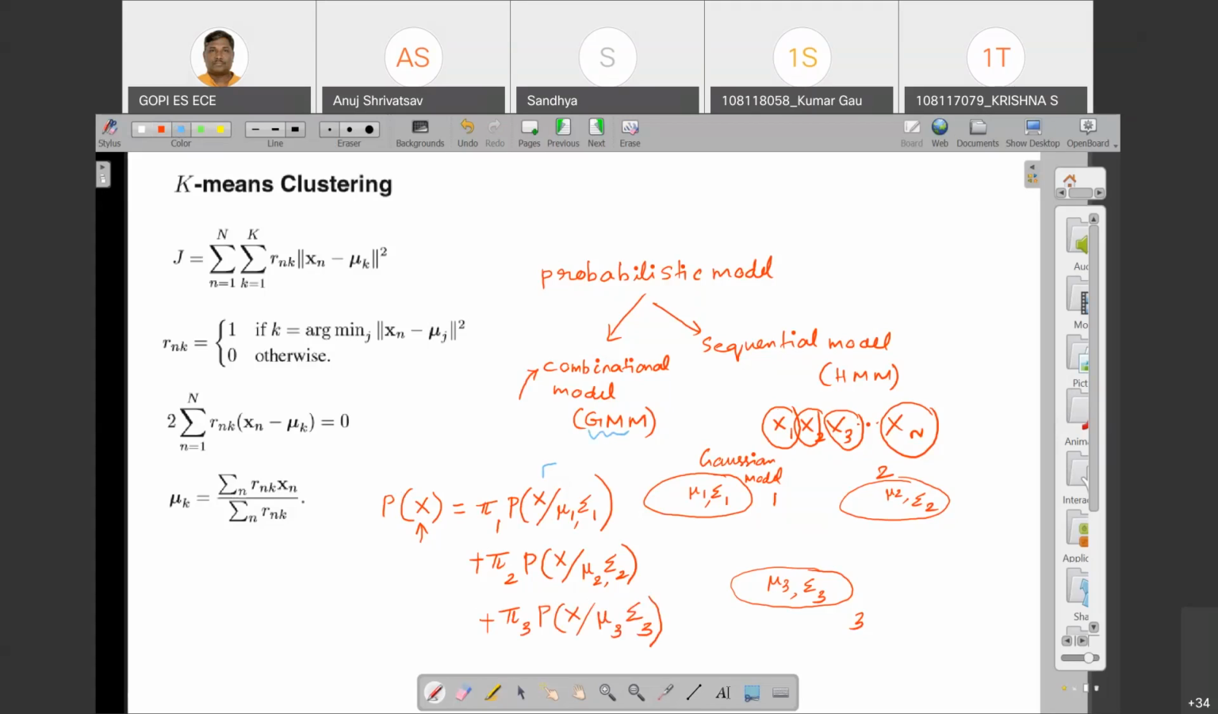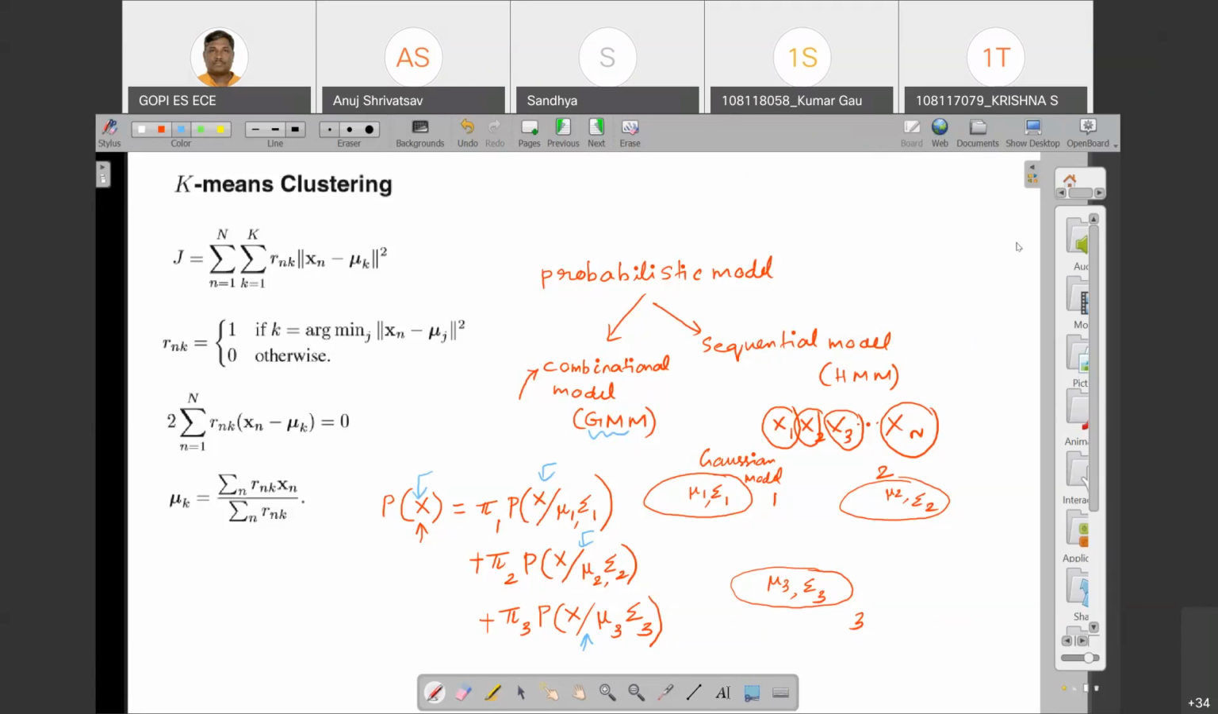This is the first Gaussian, we have a second Gaussian, and we have a third Gaussian. The arbitrary vector x is generated by all these Gaussian models with different probabilities. So that is the idea. It's a linear combination. That's what we are doing, so we call this a combinational model.